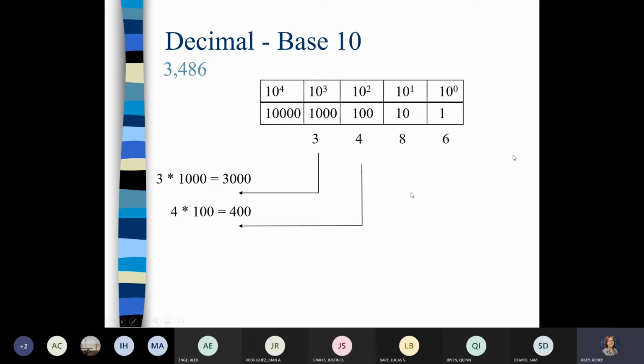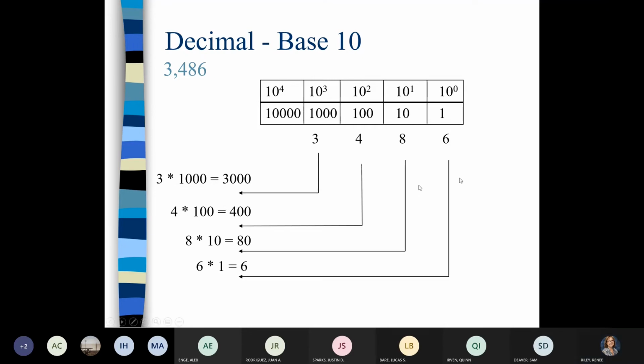And 4 in our 100s column is 400. And 8 in our tens column is 80. And 6 in our ones column is 6. So internally, we're doing this math without even realizing it. We know then that this number is equal to 3,486 because of our columnar placement and our columnar values.